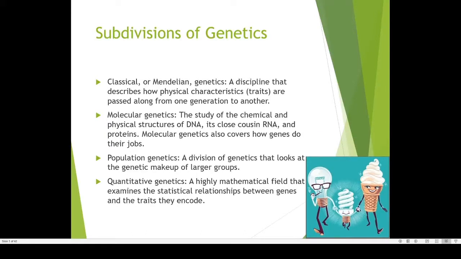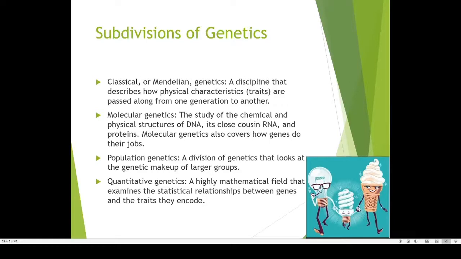So, subdivisions of genetics. We have your classical Mendelian, wherein it's a discipline that describes how physical characteristics or traits are passed along from one generation to another. Next is molecular genetics, which is the study of the chemical and physical structures of DNA, its close cousin RNA, and your proteins. Molecular genetics also covers how genes do their jobs. Depending on the gene, it has its own function.